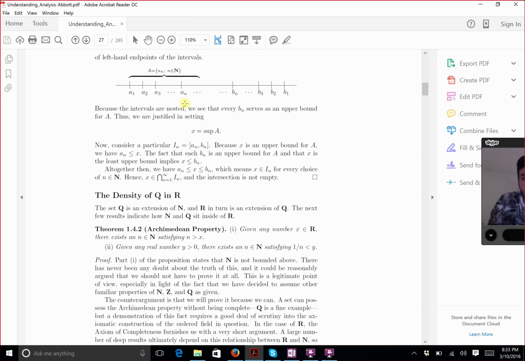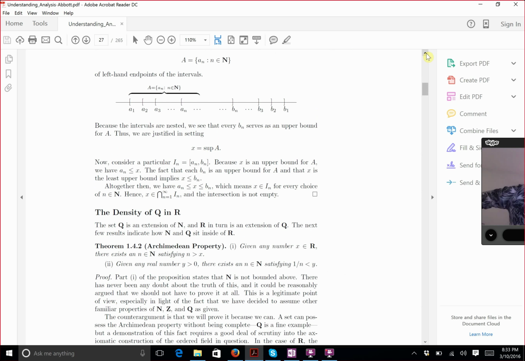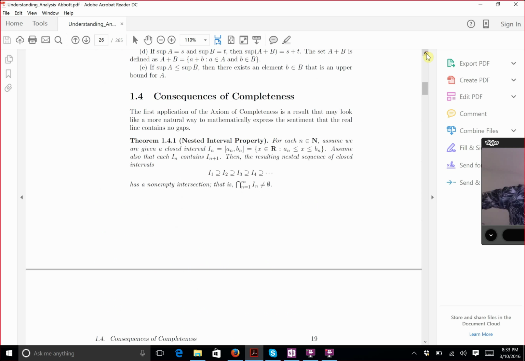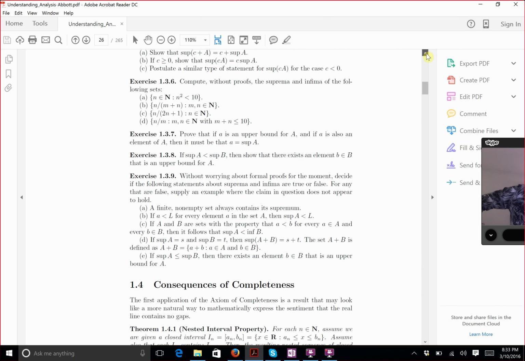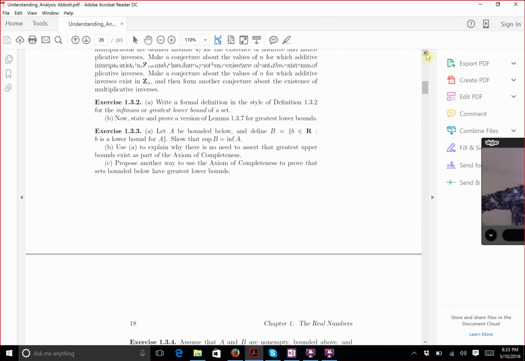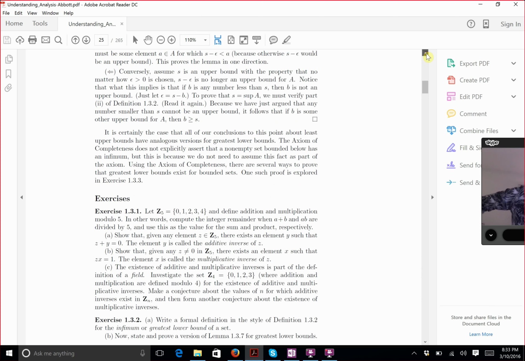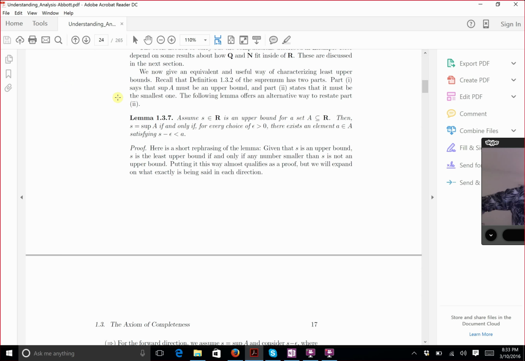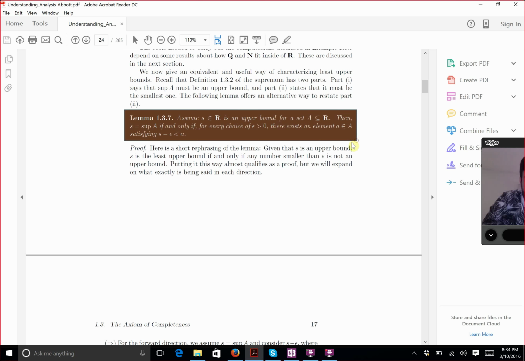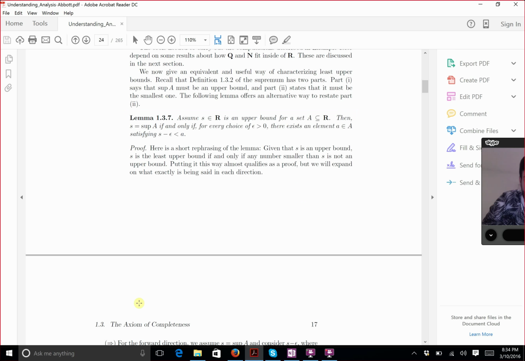So the one last thing I want to go through before we do that is one last important fact. Hold on. It's a lemma in your book. Where is it? Here it is, right here. This is an extremely important fact.